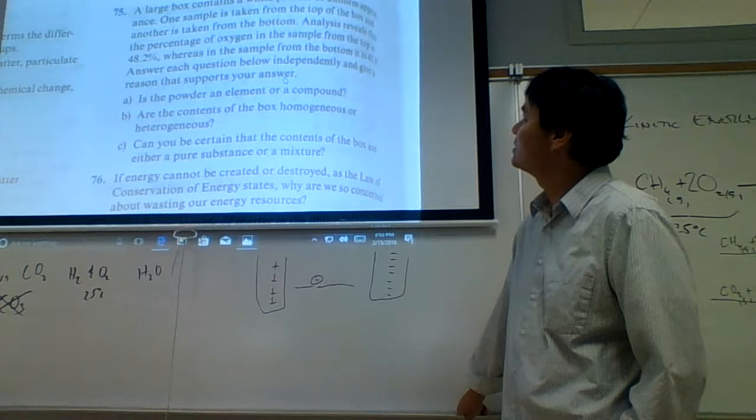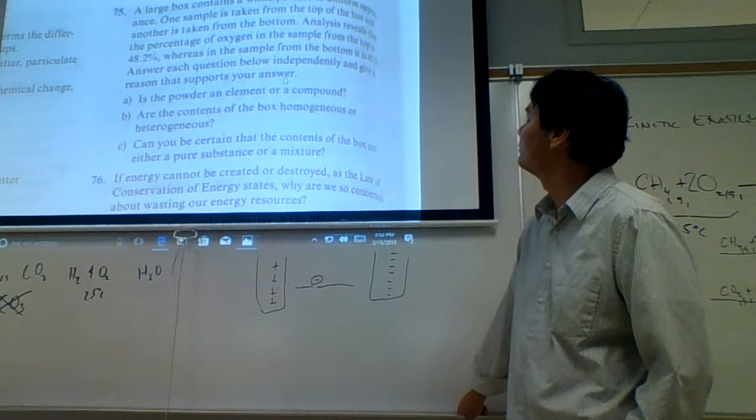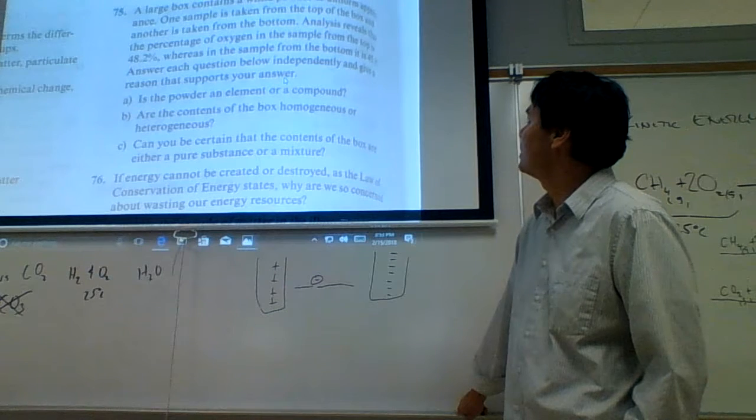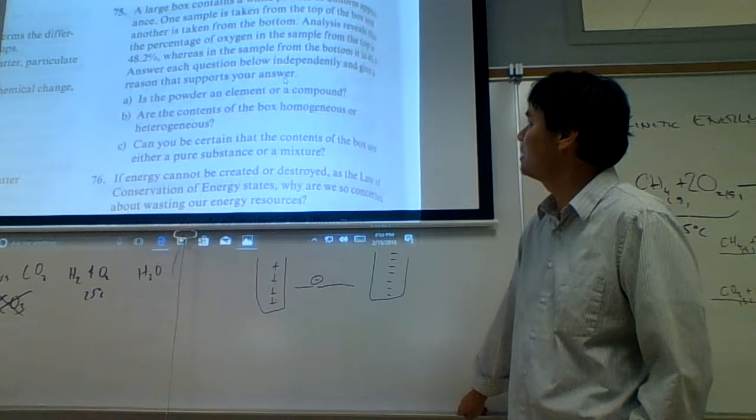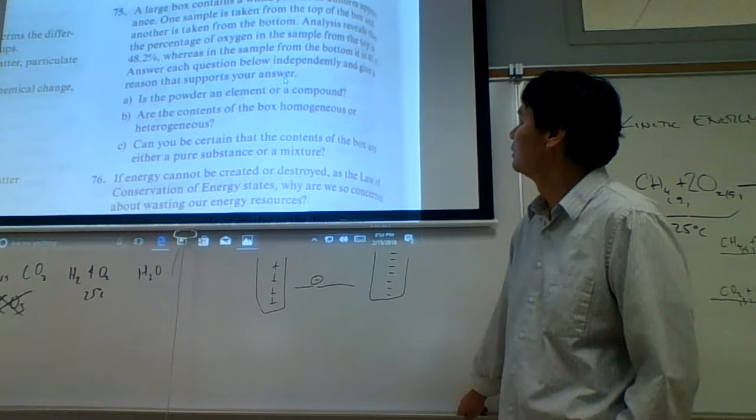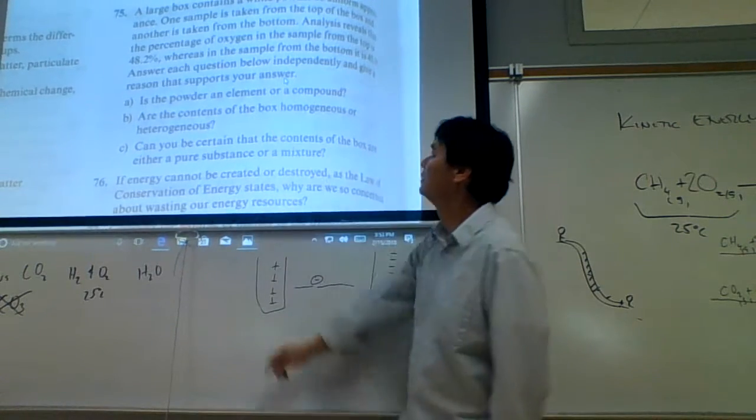75. A large box contains a white powder of uniform appearance. One sample is taken from the top of the box and another is taken from the bottom. Analysis reveals that the percentage of oxygen in the sample from the top is 48.2%, whereas the sample from the bottom is 45.3%. Okay, answer each question independently. Is the powder an element or a compound?